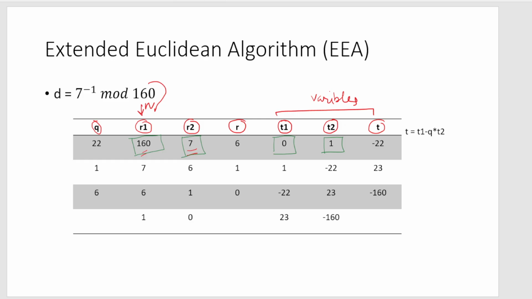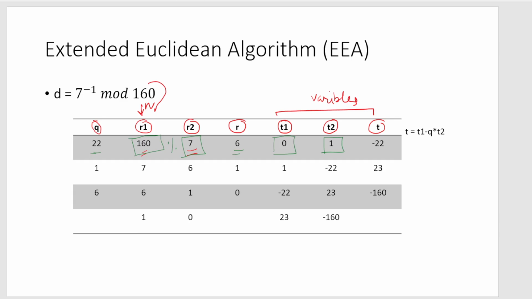now when you divide 160 by 7, you have a quotient called 22 and you have the remainder called 6, right? These are the two values that you fill once you divide 160 by 7. So you have a quotient called 22 and the remainder is 6.